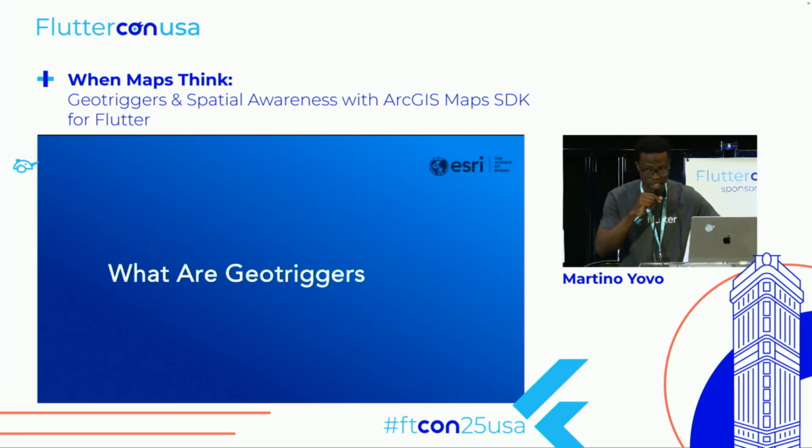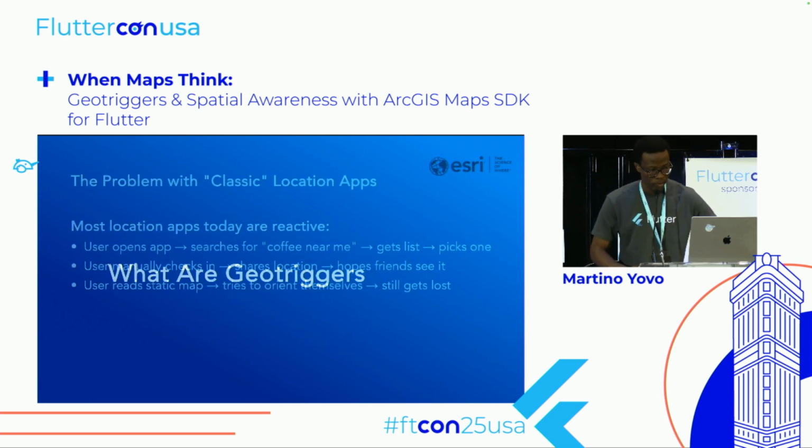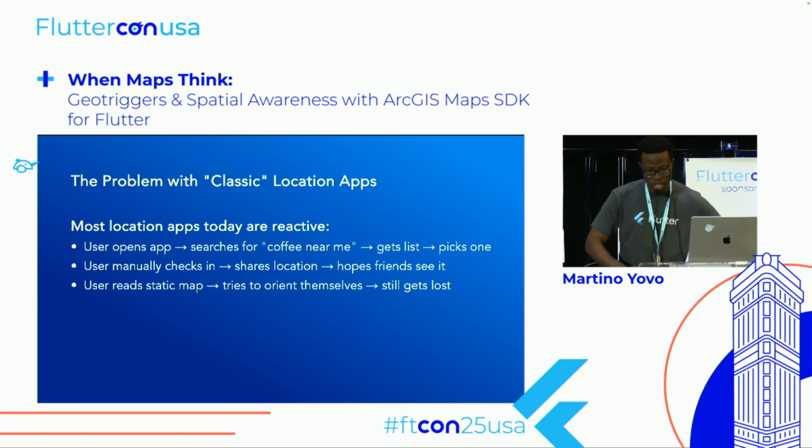So first, what are geotriggers? In order to answer that, we are going to see some classic problems we have with location applications currently. Most location applications today are reactive. And by reactive, I mean, let's say I have a flow, right? The user opens the app and searches for a coffee near him. He's going to get a list and pick one.